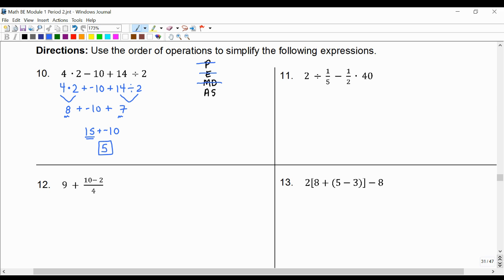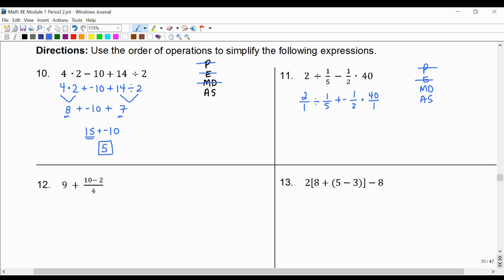Number 11. We're going to scan the problem. We see we have divide and multiply. I'm going to do a sign change. I'm also going to set up my fractions, meaning I'm going to make them improper. All right, next. Feel free to pause the video if you're still doing that.